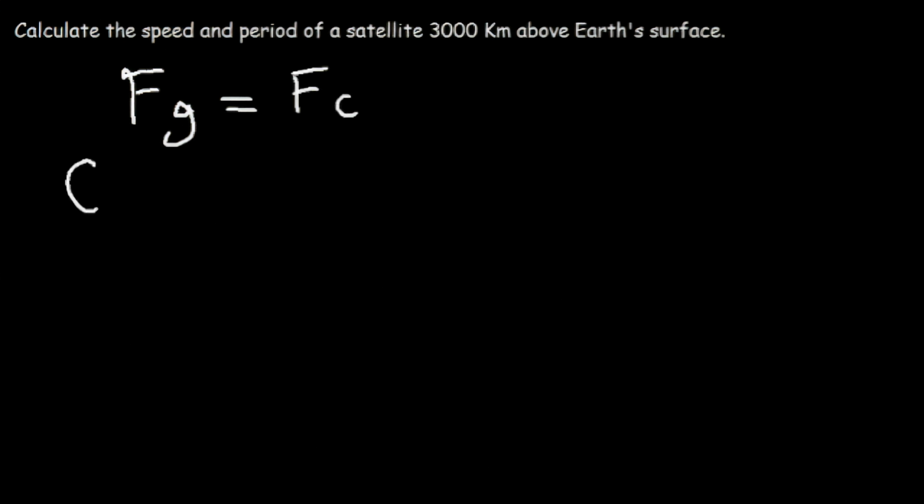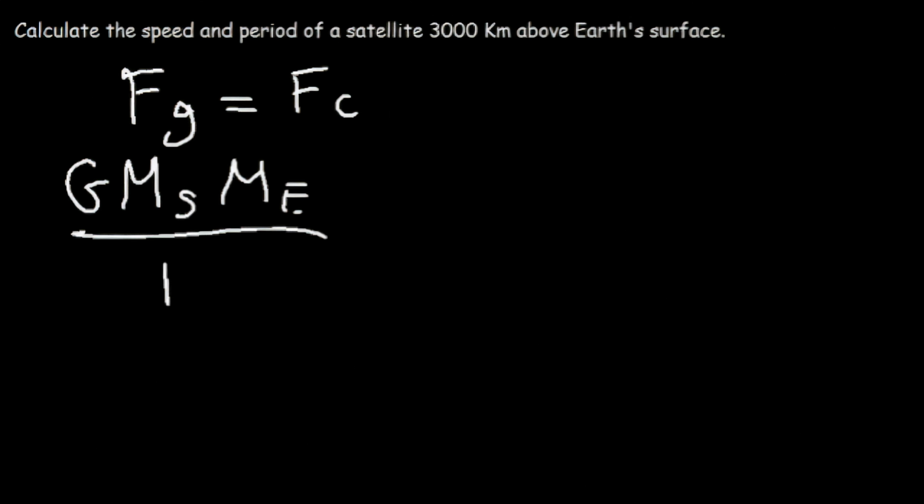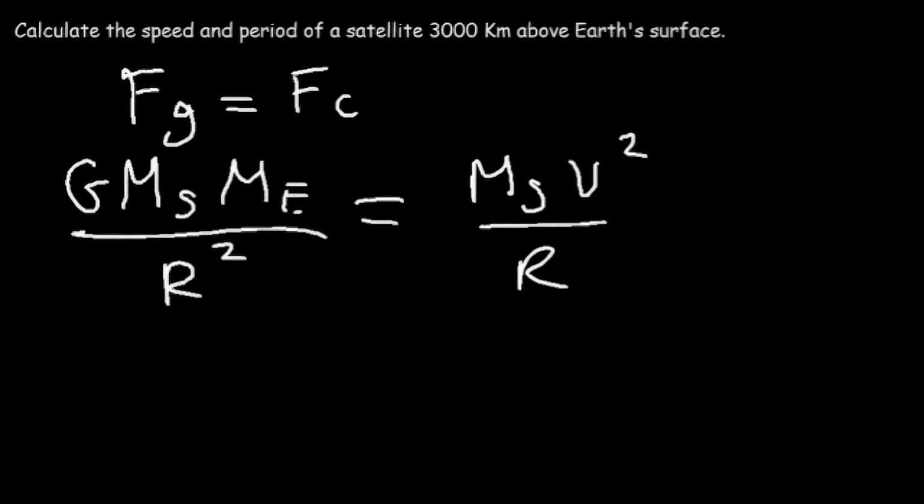Now we know the gravitational force is going to be the gravitational constant times the mass of the satellite times the mass of the Earth divided by the radius squared. Now the centripetal force is equal to mv squared over r. Since the satellite is the one that's moving in a circle around the Earth, the mass in the centripetal force is going to be the mass of the satellite times v squared over r. So we can cancel the mass of the satellite and we can cancel one of the r's.